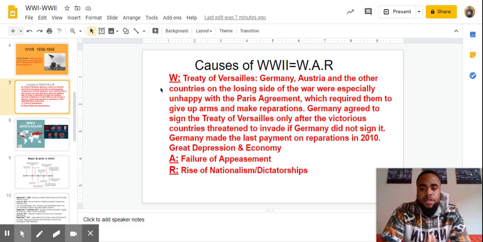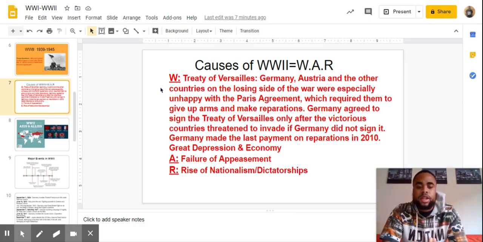So the W part of this is the World War One impact, the Treaty of Versailles. As you know, and as you read about last week, the Treaty of Versailles made Germany and Austria, which were the biggest losers of World War One, pay reparations. And they were very unhappy with that agreement in Paris because it made them give up their weapons, their military power and strength, and they economically suffered because they had to pay so much money back.